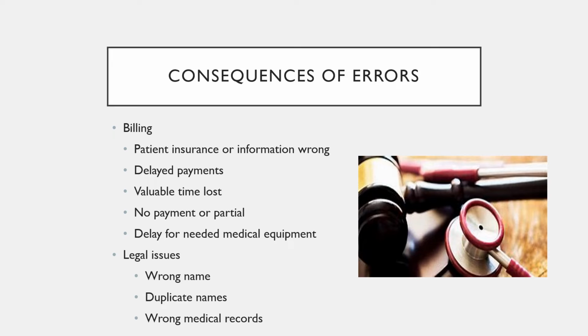Speaking on legal issues, errors can happen from obtaining the wrong name, using duplicate name patients, or just having the wrong medical record. This is why asking date of birth, the last 4 of Social Security, addresses, and insurance are huge identifiers for patients.